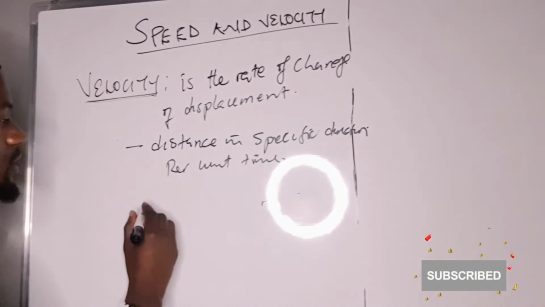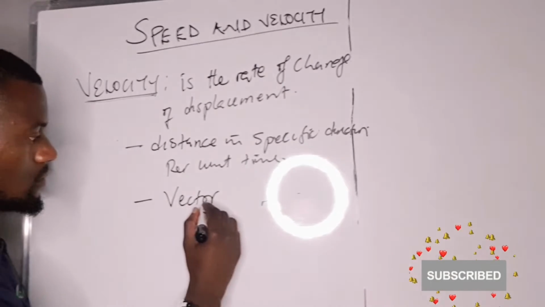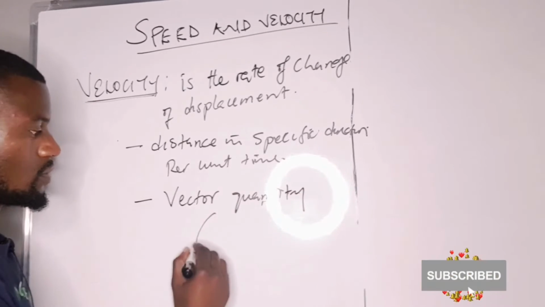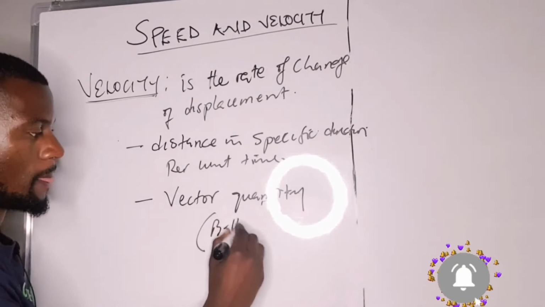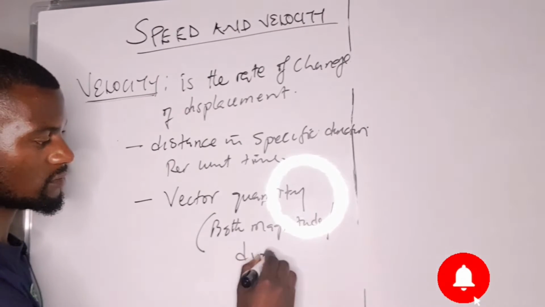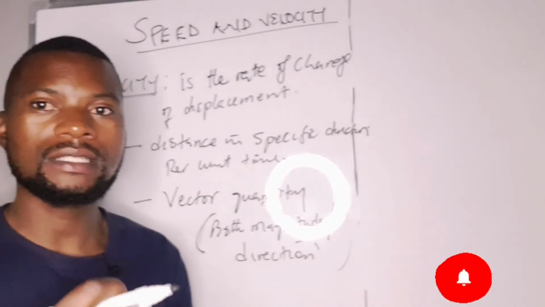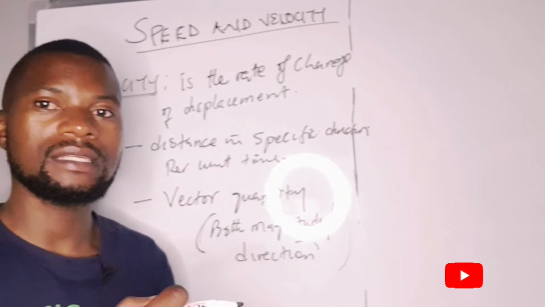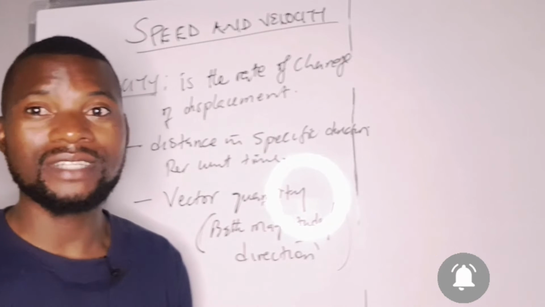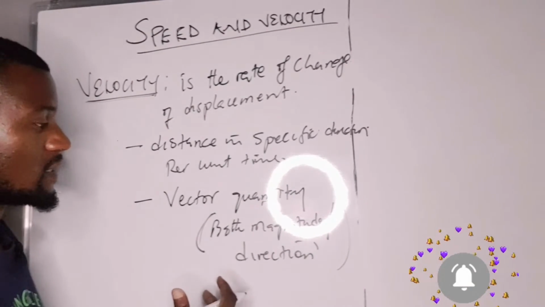So velocity is said to be a vector quantity because it has got both magnitude and direction. So remember, when we were discussing speed, we said speed is a scalar quantity because it has magnitude, but it doesn't have direction. But for this one, we are saying it has got both magnitude and direction.